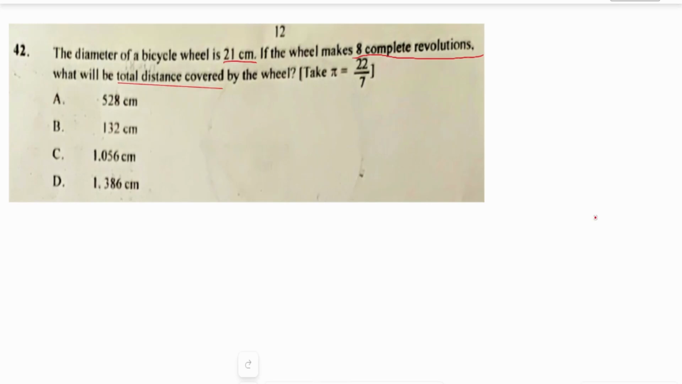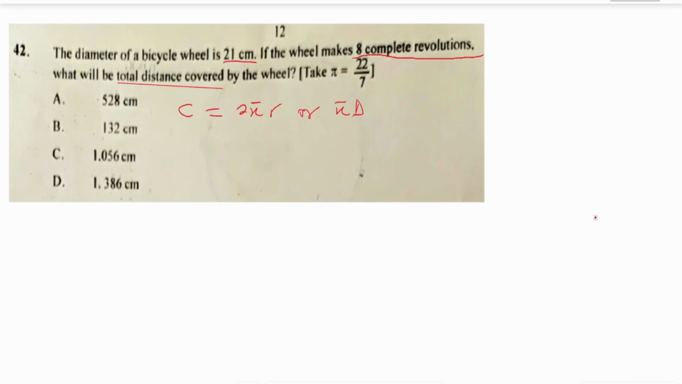The first thing we need to know here is that a bicycle wheel is circular in shape. So the distance covered by one complete revolution will be the same as the circumference of a circle with diameter 21 centimeters. So we'll need the formula for the circumference of a circle, which is C equals 2 pi r or pi d, because twice the radius will give us the diameter. So that's one complete revolution.